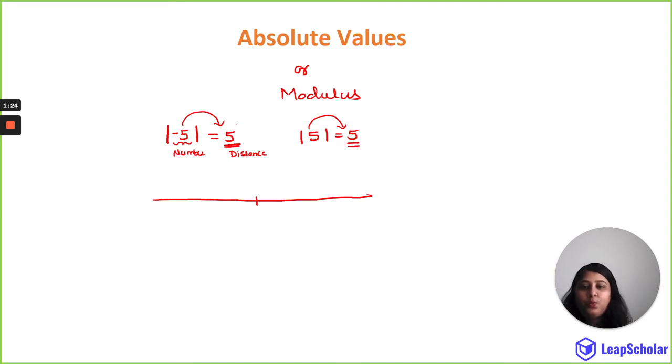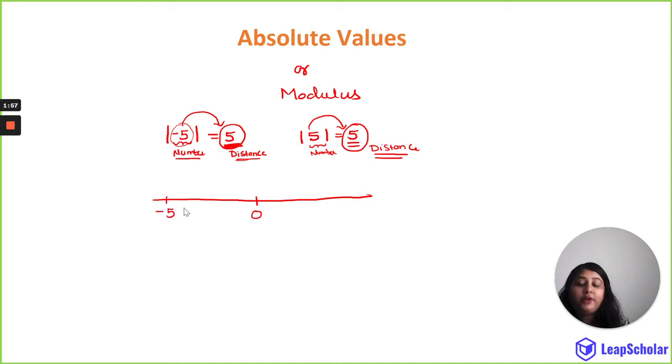So whenever you write any number outside of the modulus, it is always going to be a distance. Here also, this is a distance. How can we understand this through a number line? Whatever is inside the modulus is a number, and outside is the distance. This number is measured from 0. Let's consider how far minus 5 is from 0. That's the question. Minus 5 is 5 units away from 0.